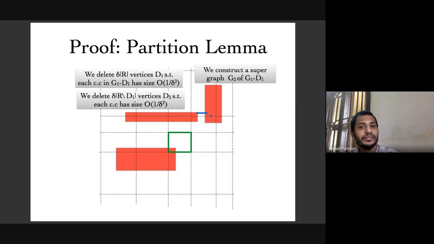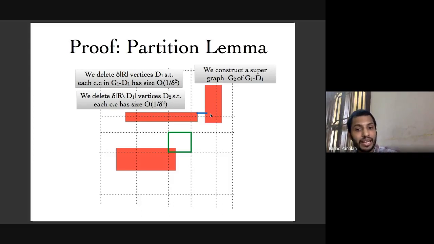So first construct G1 and delete delta R vertices, and you get a graph G1 minus D1, where each connected component has size order 1 by delta square. Then you make a super graph of this graph G1 minus D1, where you will be adding some edges between two connected components. So in this super graph, the property that the connected component size is bounded by order 1 by delta square no longer exists. But after you delete, again at most delta times R vertices, again the connected component size will be at most order 1 by delta square.